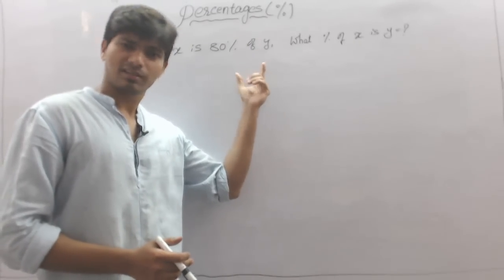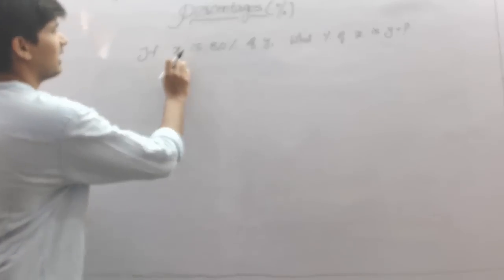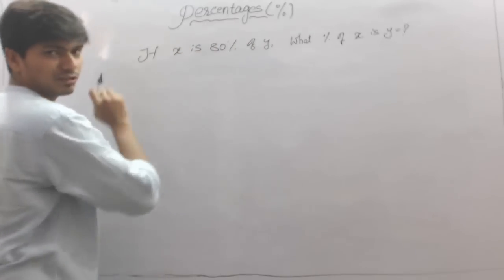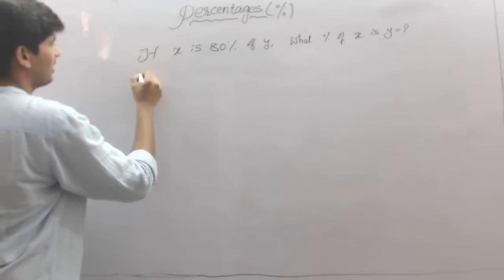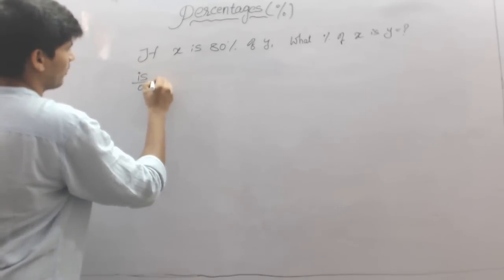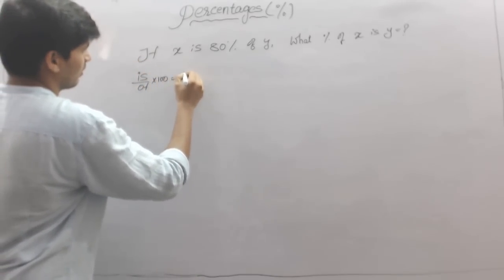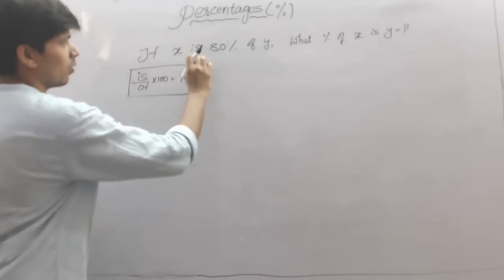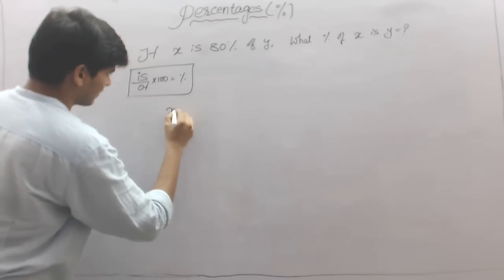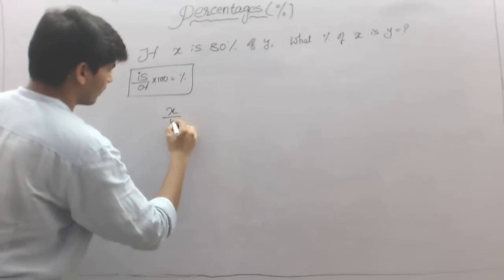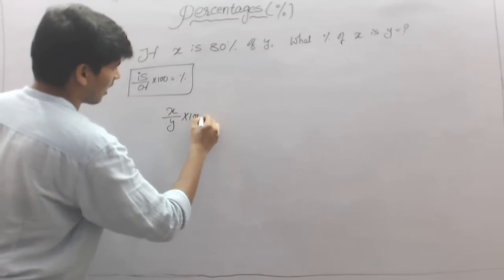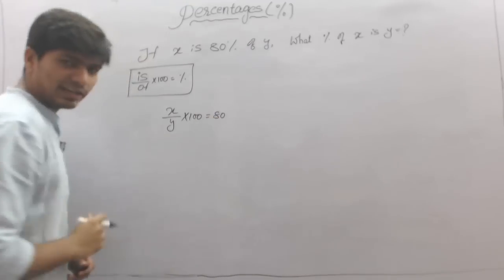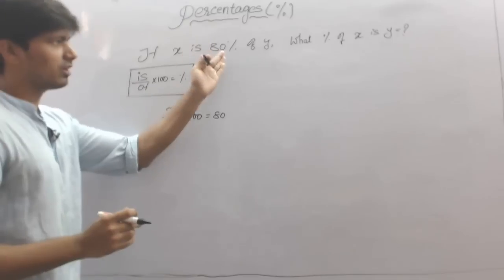First we will go by the conventional method, that is x is what percent of y, which is x by y into 100. This gives us percentages, isn't it? Now x divided by y into 100 is equal to 80. That is what is given.